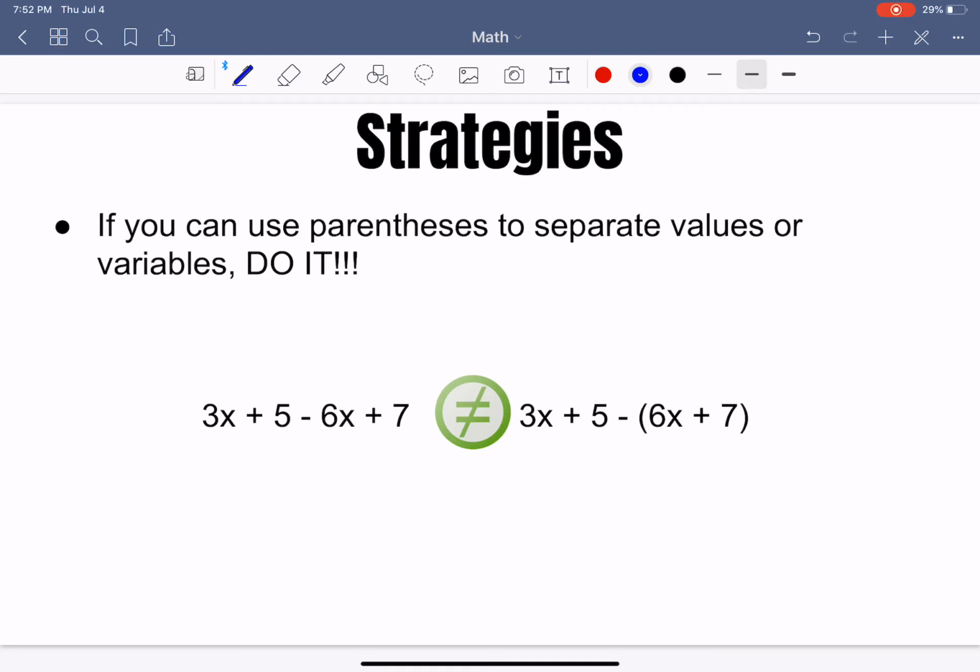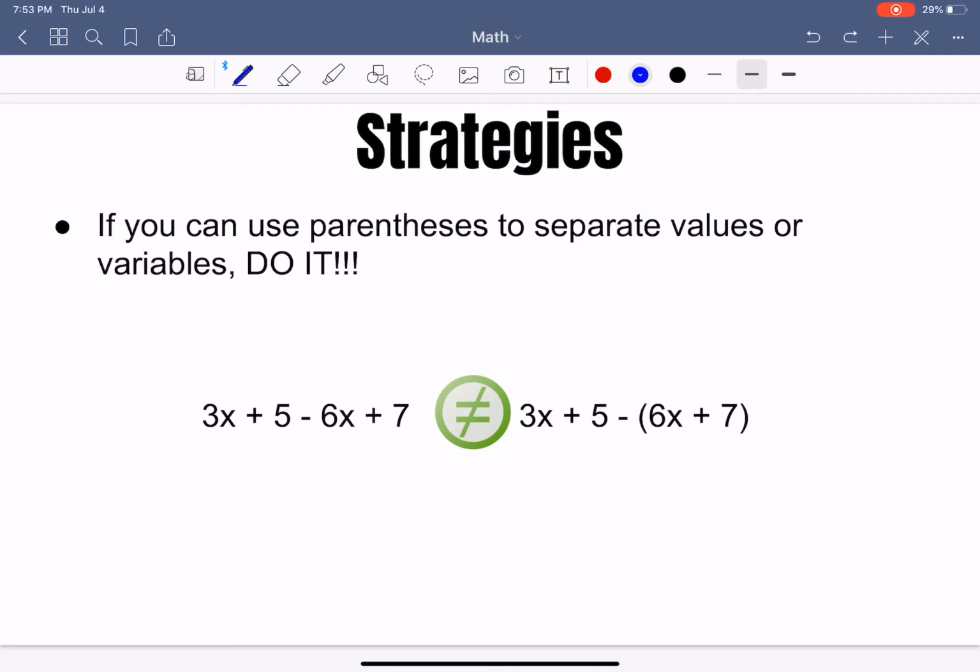Next, if you can use parentheses to separate values or variables, do it. A lot of the time people are doing the question correctly, but they mess up with the sign change, and they do that on purpose. They try to make things that mess you up with sign changes. So make sure you use parentheses when you have to. This problem right here is a lot different than this problem right here. That gives you very, very different results, okay?